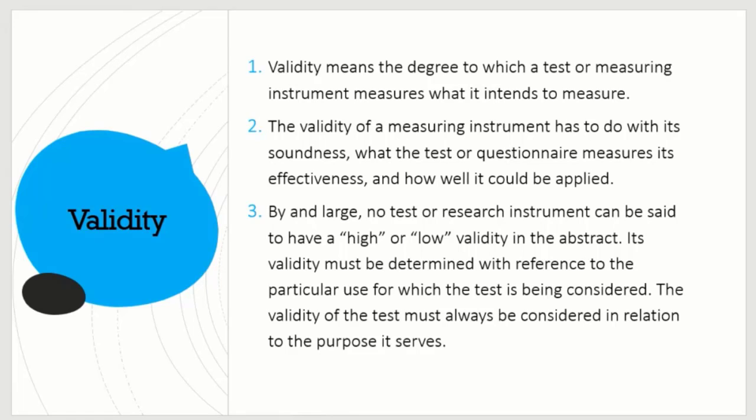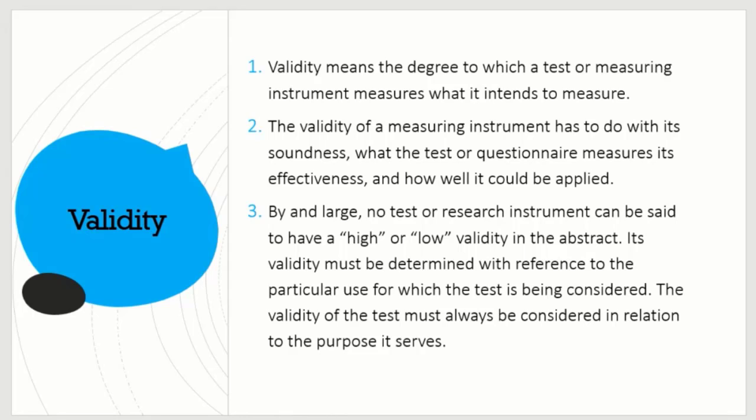The validity of a measuring instrument has to do with its soundness, what the test or questionnaire measures, its effectiveness, and how well it could be applied. So it's not just that if you are measuring temperature, then we will use a thermometer. We have to know whether the thermometer is working, right? Or if you are going to weigh something, yes, indeed, there is a weighing scale, but then specifically, what type of weighing scale?